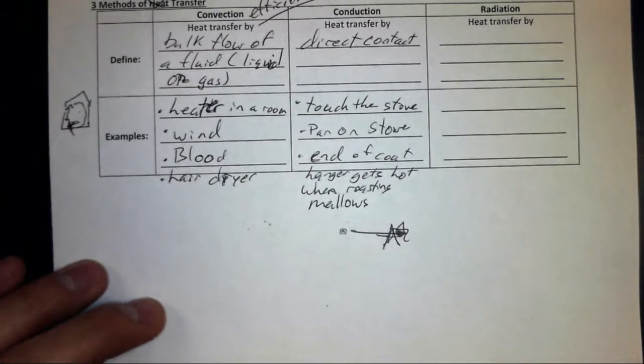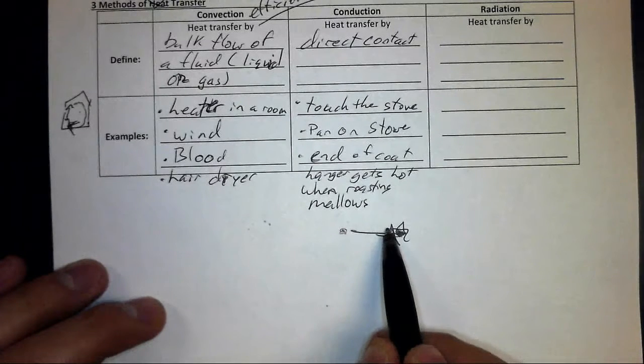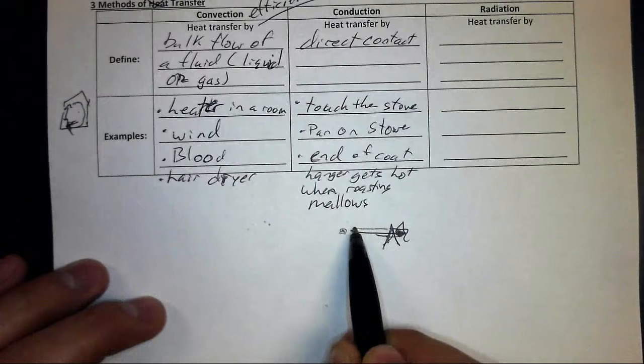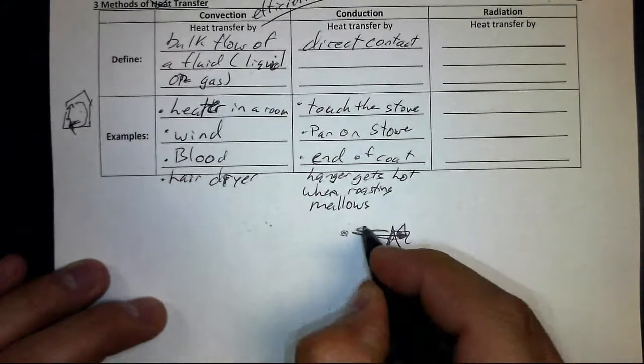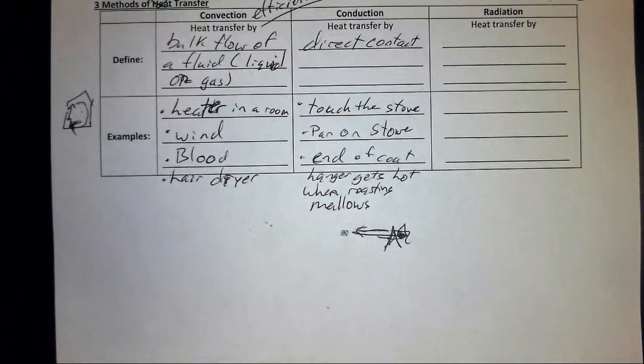But your hand is on this end out of the fire. The reason why your hand will end up getting hot is because heat begins to move up the coat hanger by conduction, because the molecules of the coat hanger are in contact with themselves, and that's why you feel the heat there.